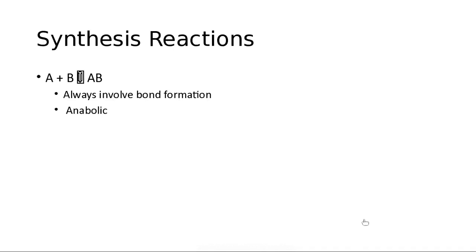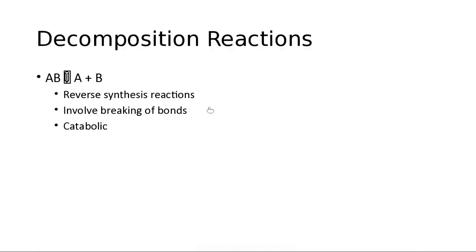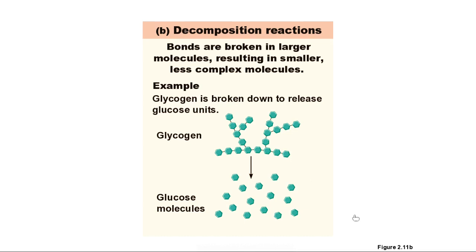Now, synthesis reactions, and again, our arrow did not translate from one program to the next. A plus B goes to AB. So synthesis is always bond forming, it's always anabolic. And here's an example: amino acids bonding together to start to form a protein. Decomposition reactions, AB goes to A plus B. So it's just the reverse of the synthesis reaction. You break bonds, and we call that a catabolic reaction. Here we have decomposition of glycogen into glucose molecules.